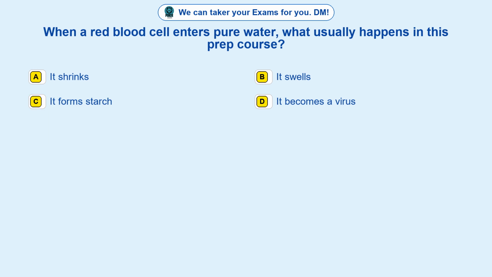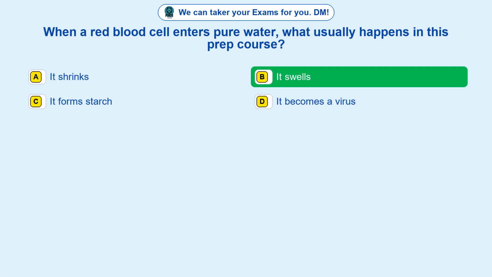Question 8. When a red blood cell enters pure water, what usually happens in this prep course? Option A, it shrinks. Option B, it swells. Option C, it forms starch. Option D, it becomes a virus. The correct answer is option B, it swells.